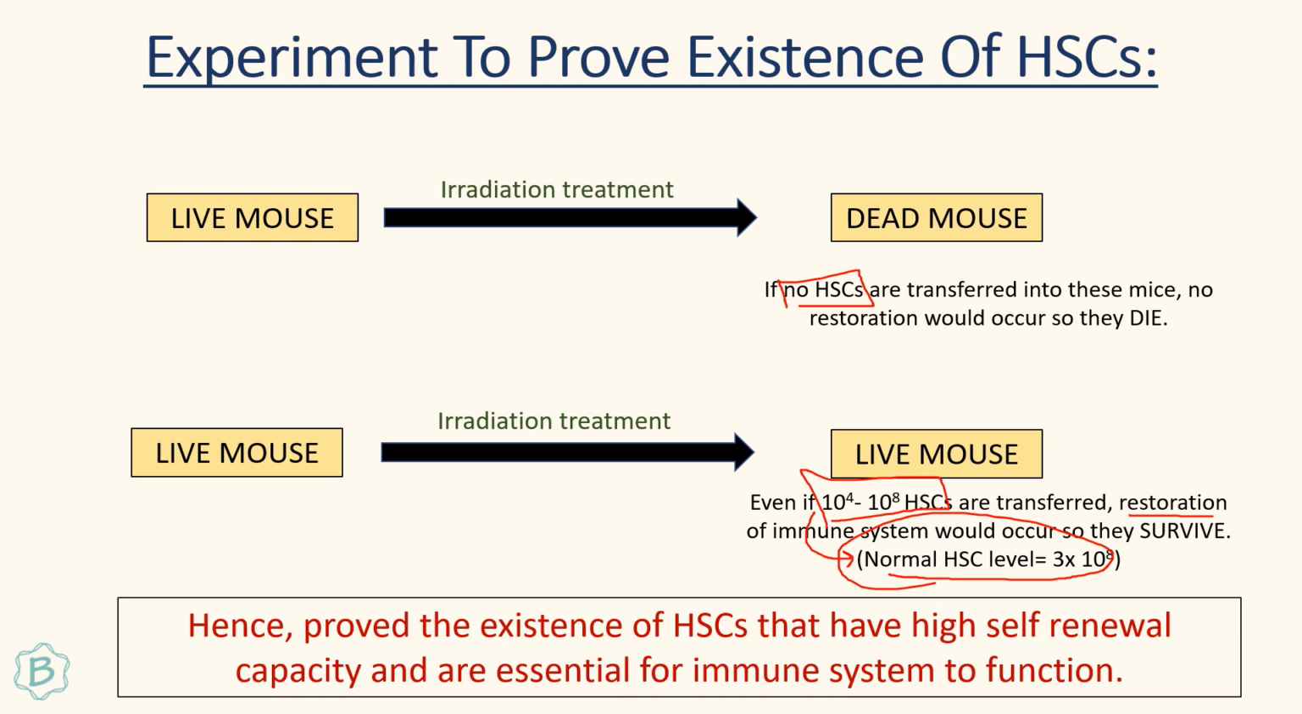So this is proving that hematopoietic stem cells have a very high self renewal. So even if they are present at a level lower than normal, it is okay and it is enough for the immune system to function.